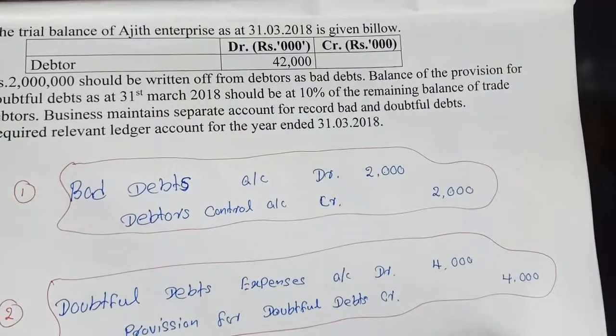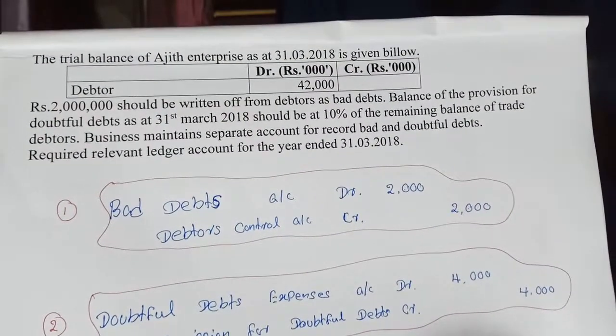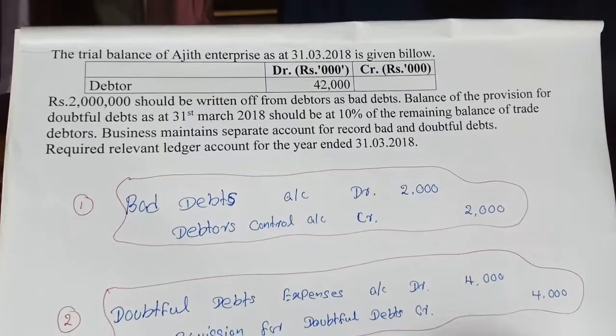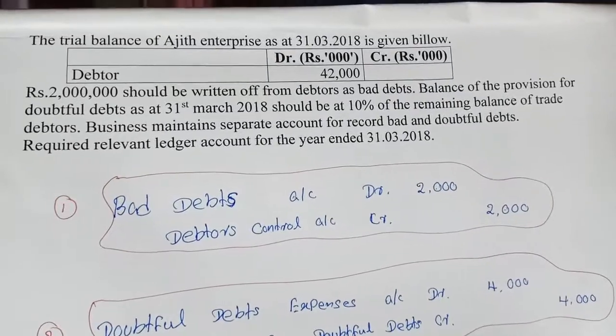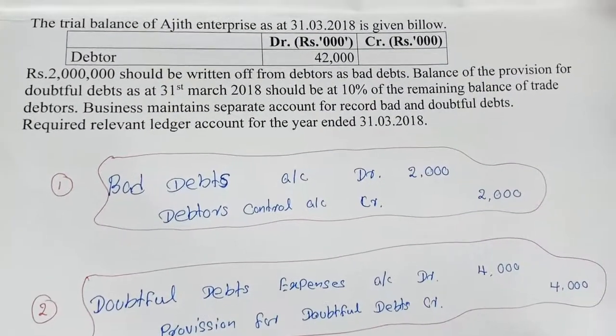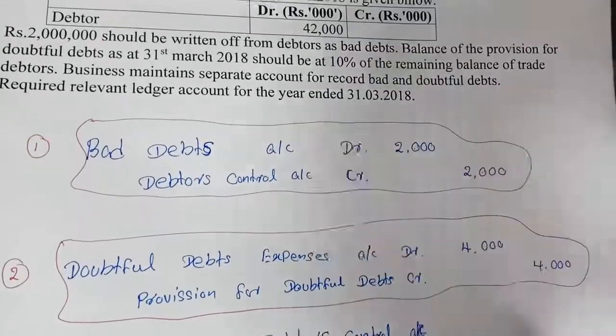Let's first think about bad debts. It is included in the additional information. It has not been recorded yet. Bad debts is an expense. The effect on debtors is a decrease. Therefore, debtors account credit, bad debts account debit. That is an expense.